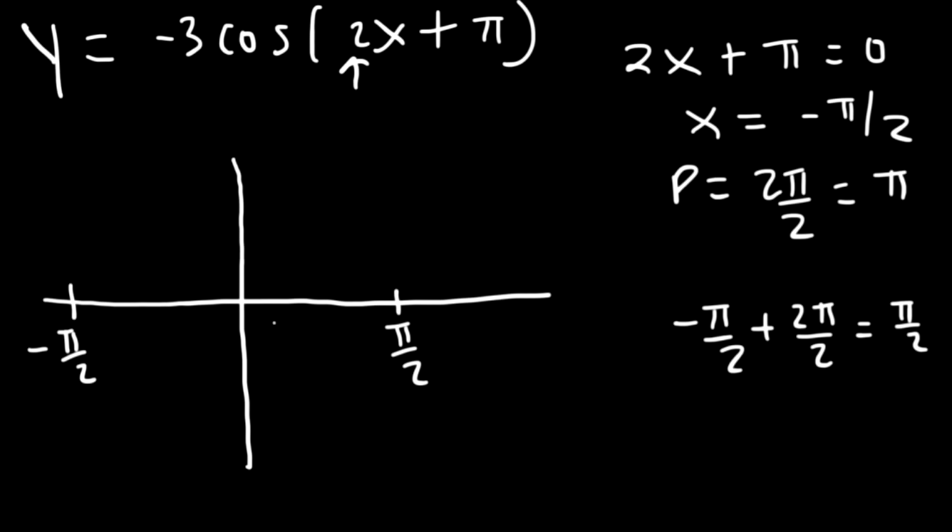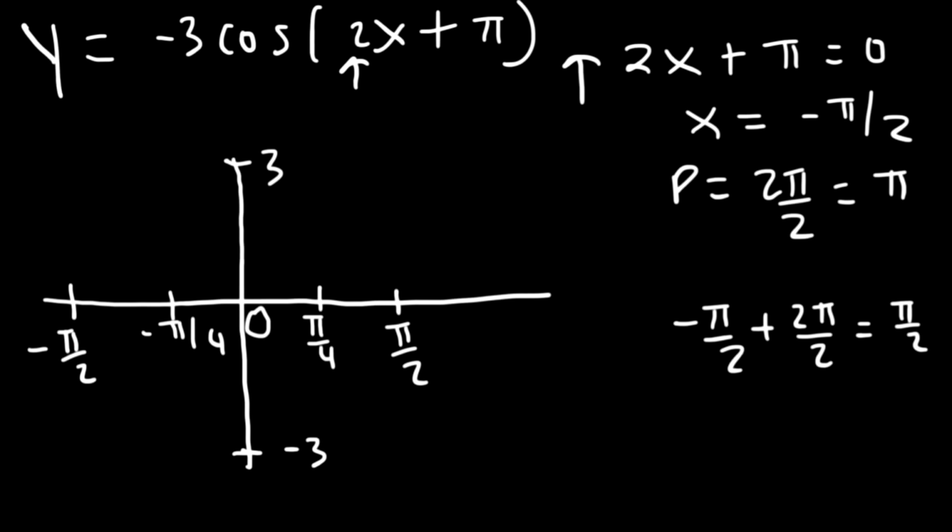The midpoint between these two is 0. And the midpoint between 0 and pi over 2 is pi over 4. And on the left side, we're going to have -pi over 4. So the amplitude is 3, so the range is going to be from -3 to 3. Since the vertical shift is not there, the vertical shift is 0.